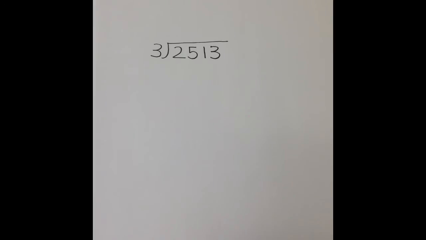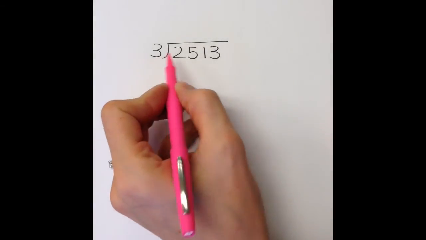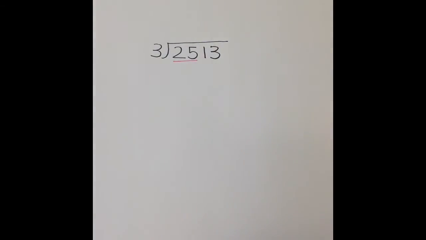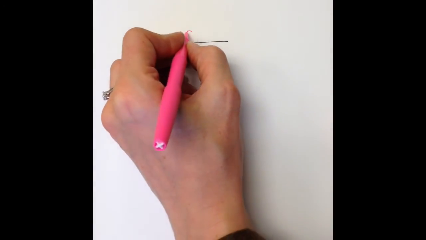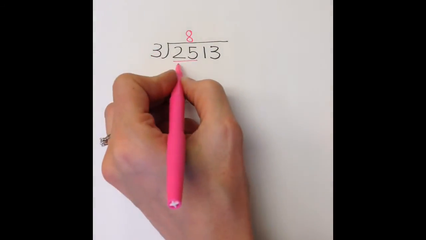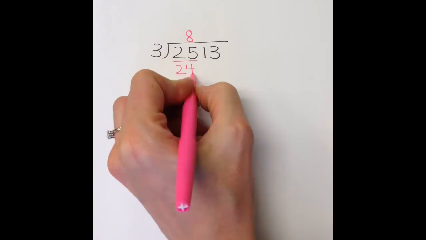Now we're going to solve 2,513 divided by 3. So first step, how many times does 3 fit into 25? Look along your row of 3s on your multiplication chart until you get close to 25. You land on 24. So 3 fits into 25 8 times. 8 times 3 gives me 24.